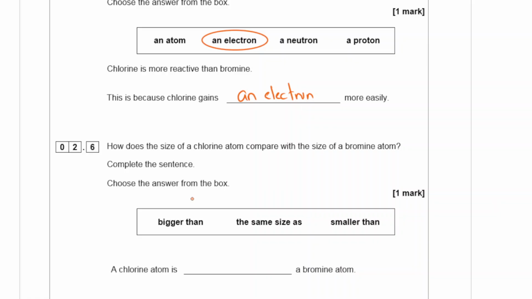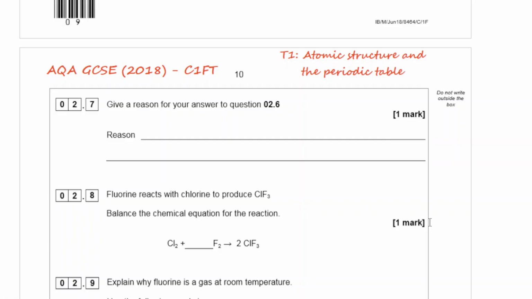It never happens. The only thing that happens during chemical reactions is the transfer of electrons, or the loss or gain of electrons. How does the size of a chlorine atom compare with the size of a bromine atom? Now, if you look at group 7 elements, you've got fluorine, chlorine, bromine, iodine, and astatine. As you go down the group, the atomic size actually increases. So a chlorine atom is smaller than a bromine atom. Give a reason for your answer. Why would chlorine be smaller?